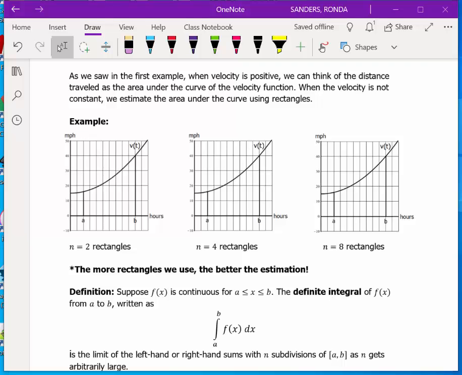As we saw in the first example, when velocity is positive, we can think of the distance traveled as the area under the curve of the velocity function. When the velocity is not constant, we estimate the area under the curve using rectangles.